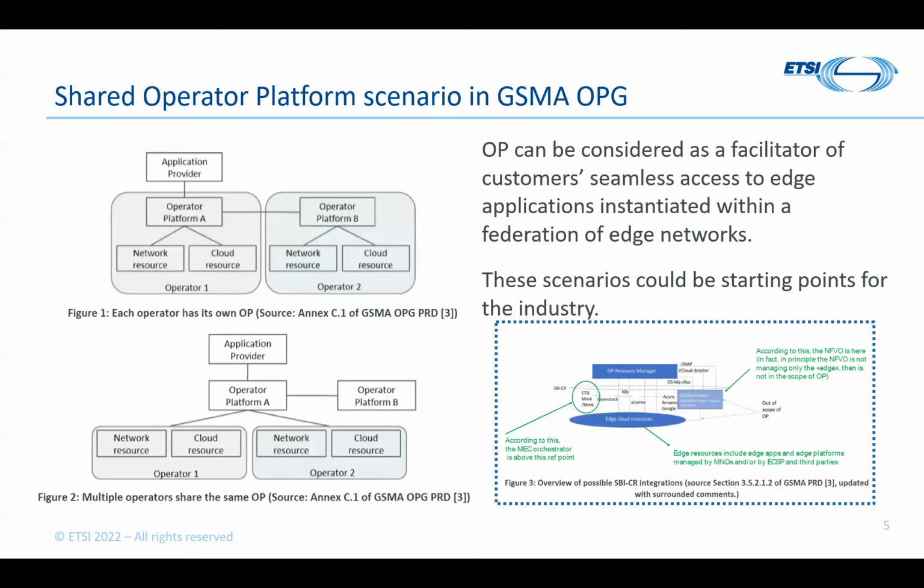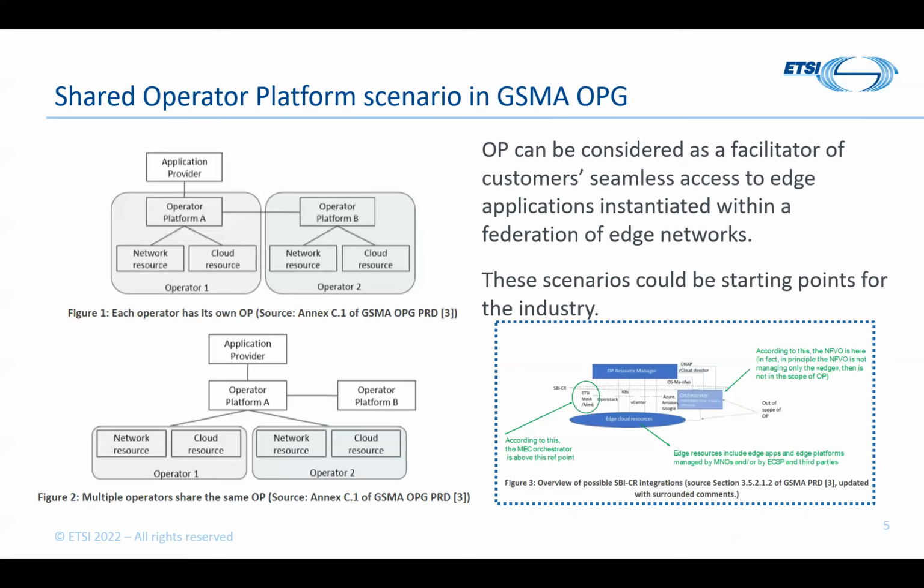If we look at the GSMA OPG permanent reference document, the shared operator platform scenario highlights the potential architecture complexities. The main motivation of the shared OP scenario is to facilitate seamless access to applications across federated MEC systems, even though small MEC systems may not offer their own OP. The simplified architecture indicated operator 2's resources are open to operator 1, which needs extended consideration from the viewpoint of the MEC architecture.